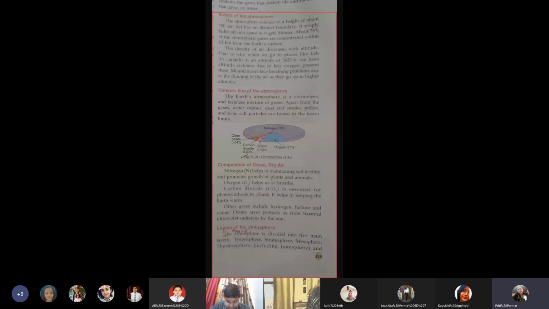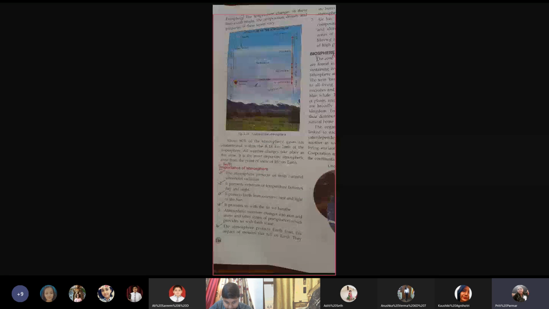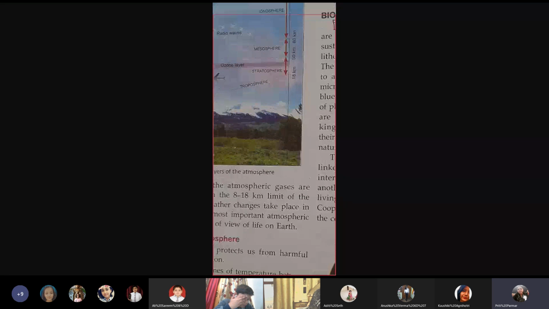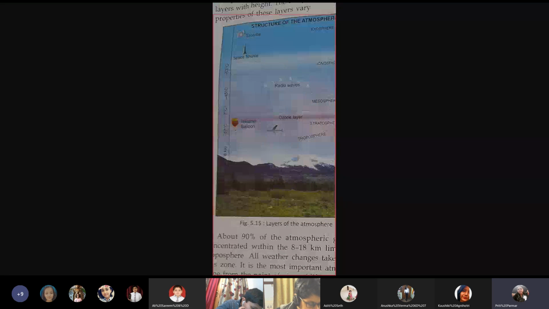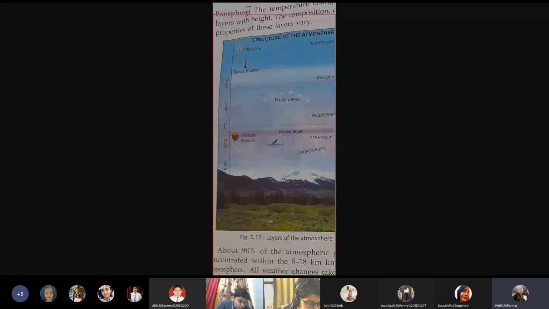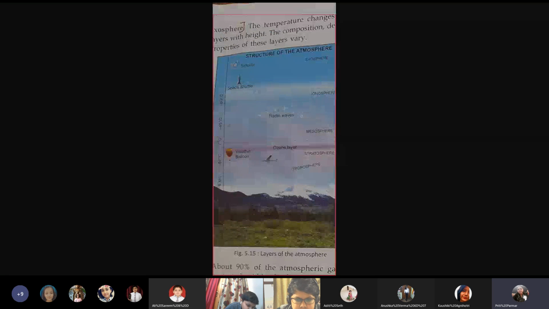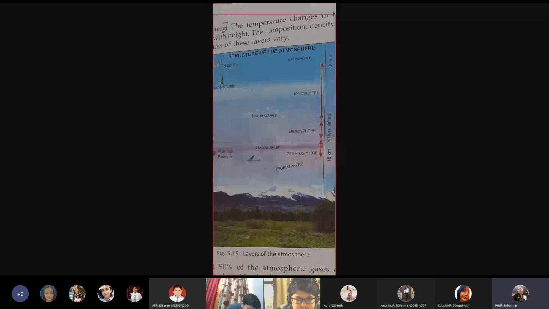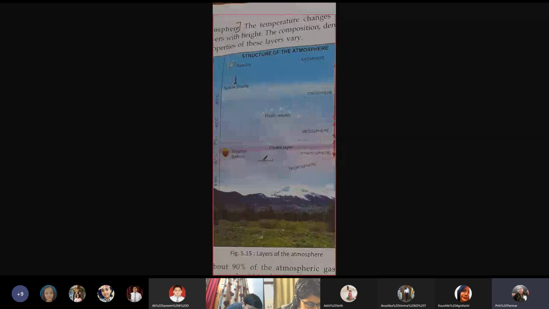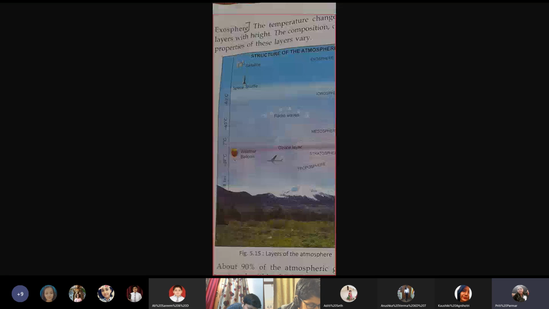The temperature changes in these layers with height. The composition, density, and properties of these layers vary. Now, if you see this picture, you will see that the closest layer to the Earth is troposphere. Then it is the stratosphere, and here the aeroplanes, etc., fly in this zone. Can you see the ozone layer here? Then you have mesosphere. After that, you have ionosphere. Here the radio waves and signals are transmitted.